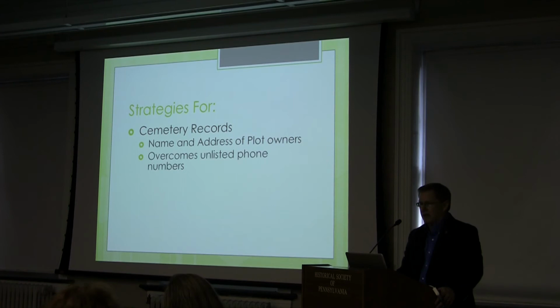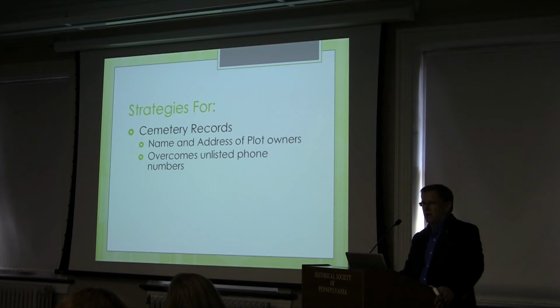It overcomes unlisted phone numbers. Oftentimes, the name and address of the plot owner has contact information. Why? Because in some instances, they are still in contact with the people related to those who are interred there. We're getting to a point where most phone listings are 50% unlisted. Why? Because they're all cell phones, and a lot of people don't have landlines. I still have a landline.